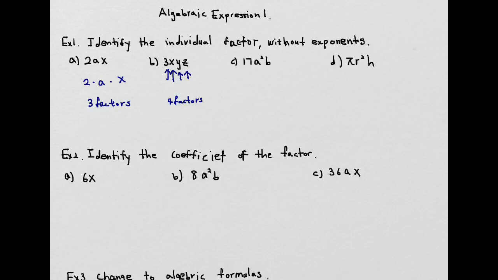The next problem, 17 is the number, not 1 times 7. So 17 is 1 factor. A squared is the second, and B. So again, you have 3 factors. The last one, you have pi r squared h. You have pi times r squared times h, where you have 3 factors on that problem also.